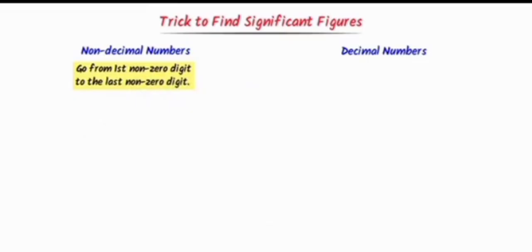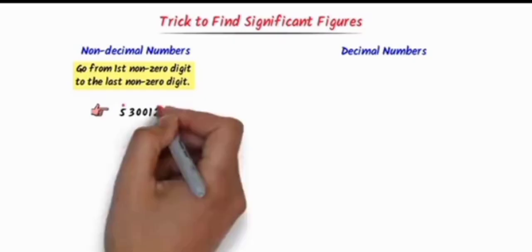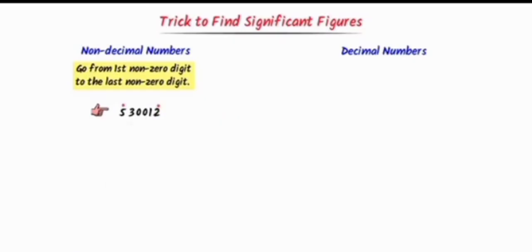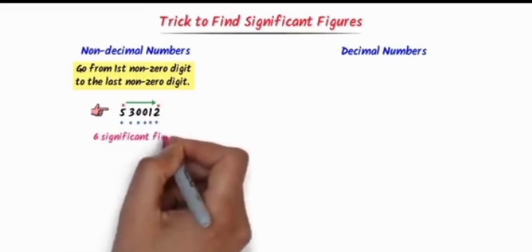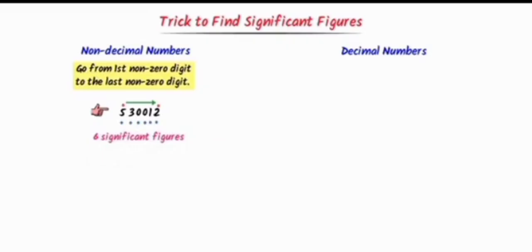For example, consider these numbers. In this number, the first non-zero digit is 5 and the last non-zero digit is 2. So all these digits are significant figures. I count them. 1, 2, 3, 4, 5, 6. Thus there are a total of 6 significant figures present in it.